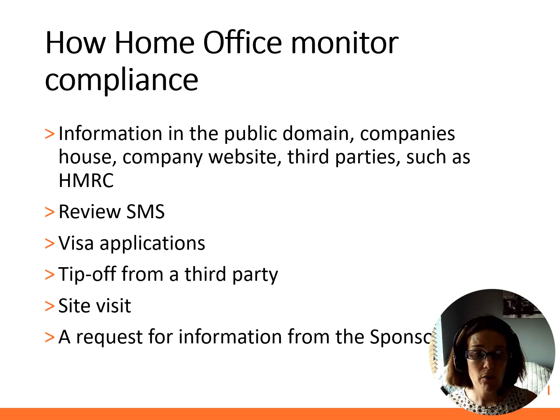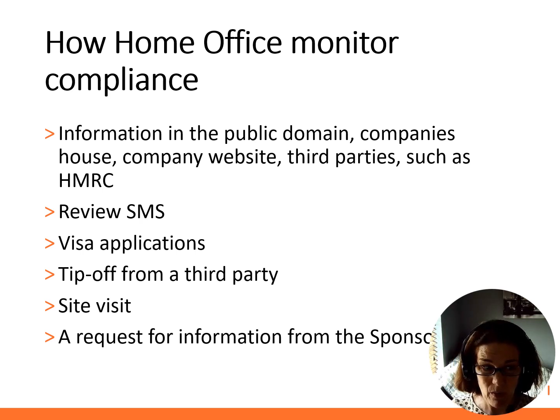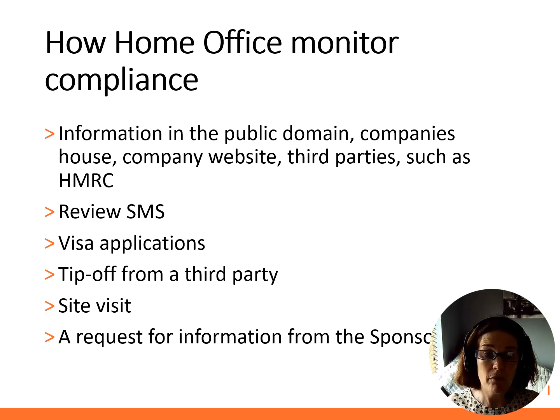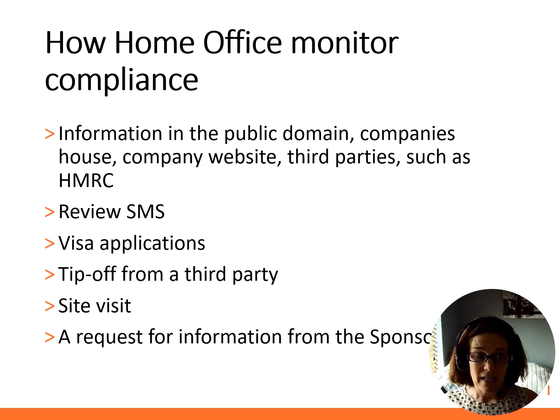Looking first to how the Home Office can monitor compliance. They can look at information that's in the public domain. They can look at information on Companies House relating to your organisation. They can look at your company website. They can obtain information from third parties such as HMRC. They can review the information that you have reported on the Sponsorship Management Portal. They can review your employees' visa applications or their family members. They could receive a tip-off from a third party. They can attend your site or request a site visit, or they can ask for additional information from you, the sponsor.